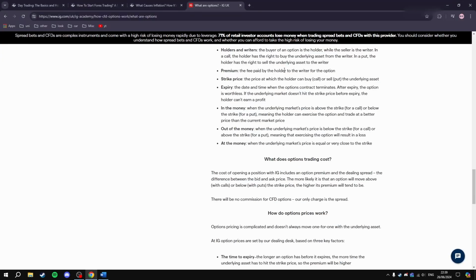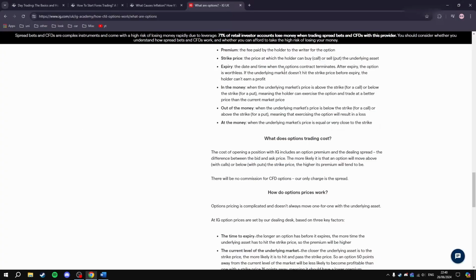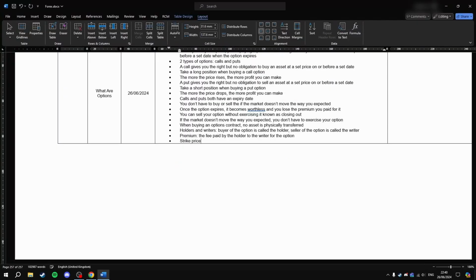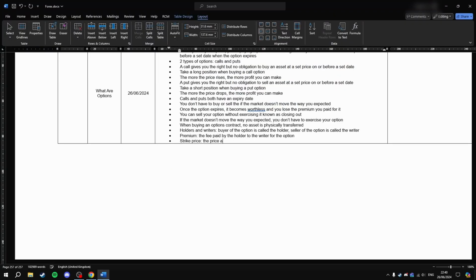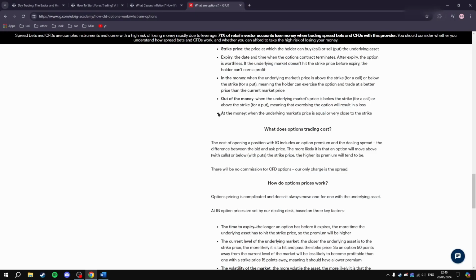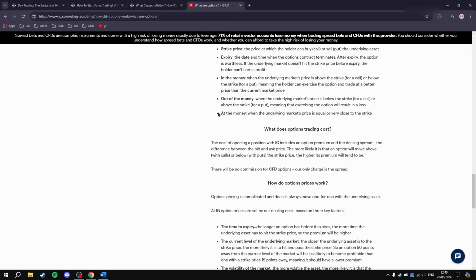Premium, the fee paid by the holder to the writer for the option. Strike price, the price at which the holder can buy, so that's call, or sell, that's put, the underlying asset. Expiry, the date and time when the options contract terminates.